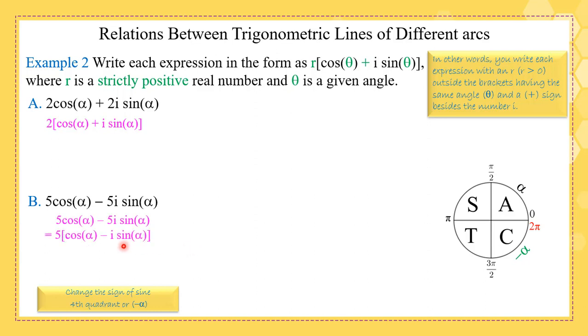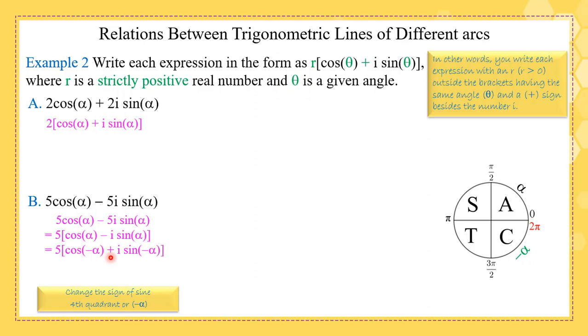This would be 5 into cosine alpha minus i sine alpha. And to remove this minus, we change this alpha into minus alpha. And remember, cosine of minus alpha is cosine alpha, whereas sine of minus alpha is minus sine alpha. So these two expressions would be equal to one another, and this would be the final answer. And in this case, remember, r would be 5, and theta would be minus alpha.